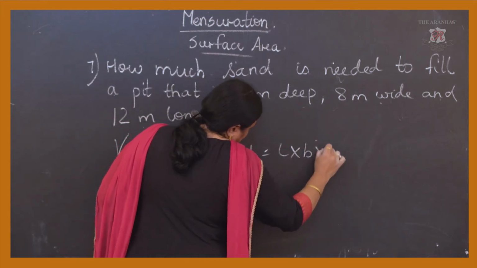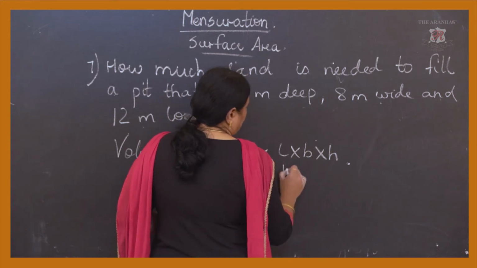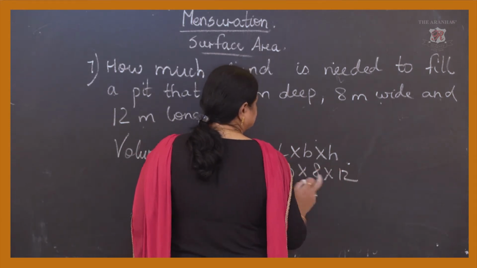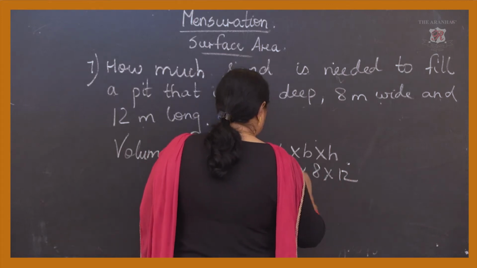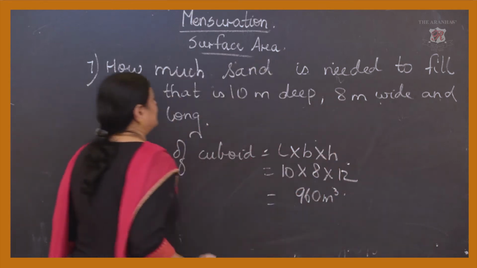Length into breadth into height. So now over here it will be 10 into 8 into 12. 10 into 8 is 80, 80 into 12 will give you 960 meter.